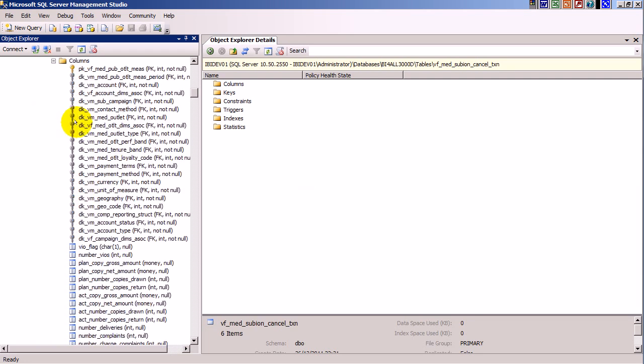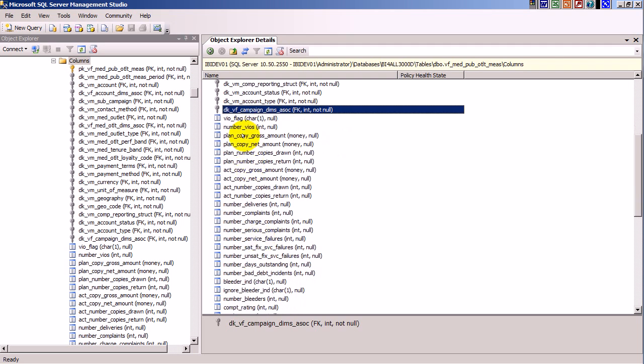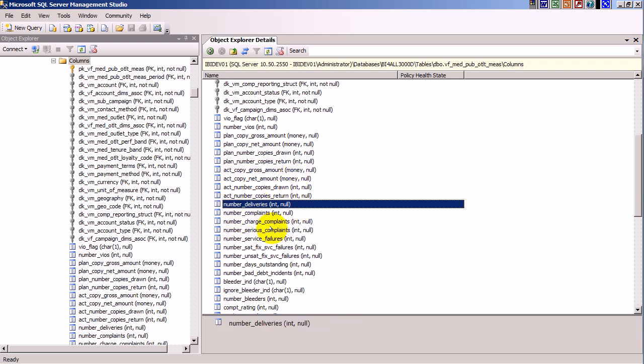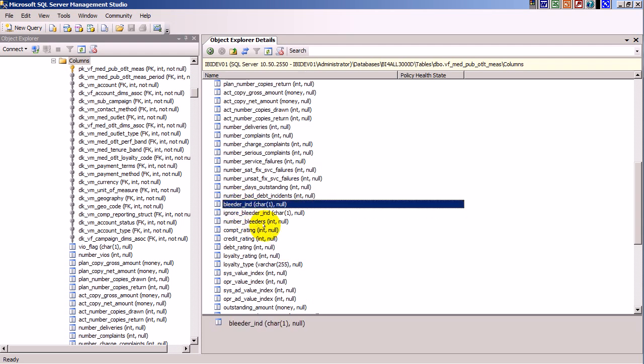So then outlet measures, you can measure everything about outlets. So again, large number of links, which you can hit pause on. Planned gross amount, planned copy amount, actual copy gross amount, actual copy net amount, things like that, number of complaints. We have things like a bleeder indicator. So a bleeder is an outlet where the sales are declining by a set amount over time. So they're starting to bleed sales, is what we call them. So we have bleeder indicators to go and say, okay, well, this outlet over here is not doing so well. Let's go and have a look at it and find out.